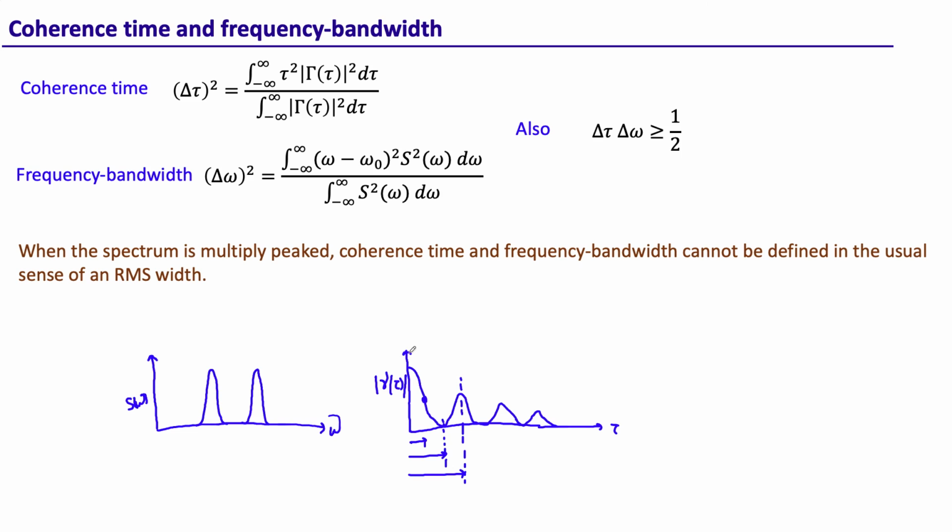So one has to be careful when the spectrum is multiply peaked. One has to be careful in defining the concept of coherence time and frequency bandwidth. But one has to understand that here one is talking about the coherence or the degree of correlation between a pair of points depending upon their separation. For some separation it can actually become 0, but for another separation which is larger than the first one, it can become positive again.